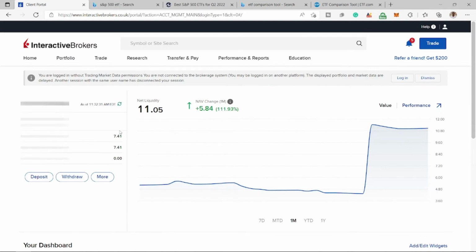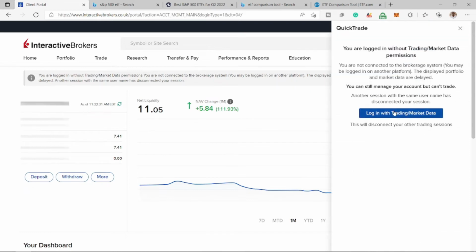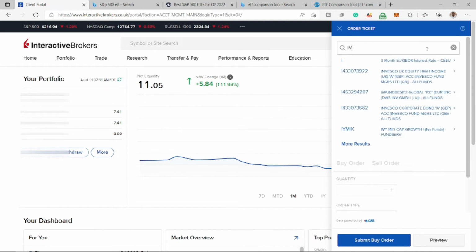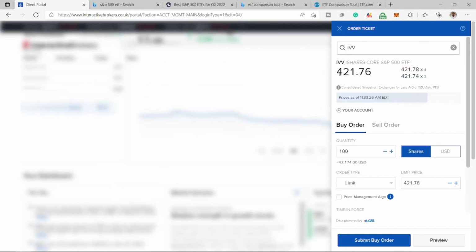And like I always say, you don't need a lot of money to start investing. So here I have $7.41 in the account. So let's go and trade. Log in with market data and let's search for IVV. So this one is $421.76 per share. You don't need to have $421 to own a share, because Interactive Brokers facilitates fractional shares. You can start investing with as little as, say, $7, which you saw on the account.